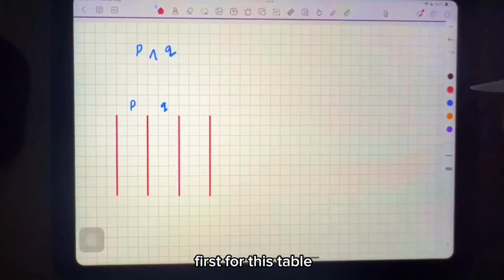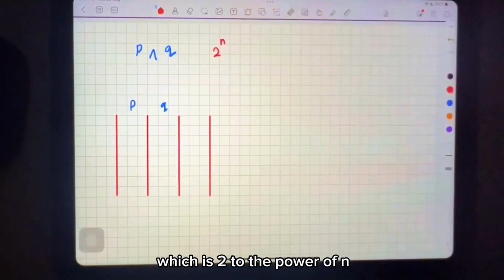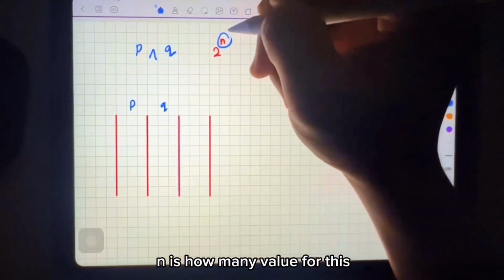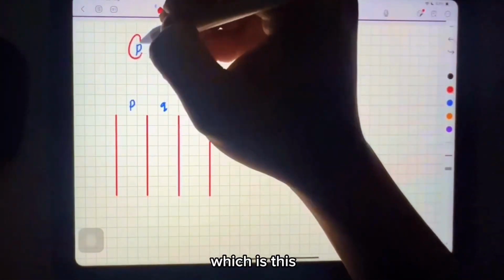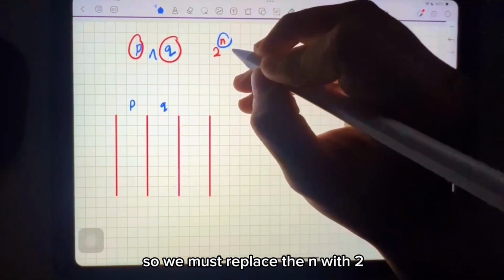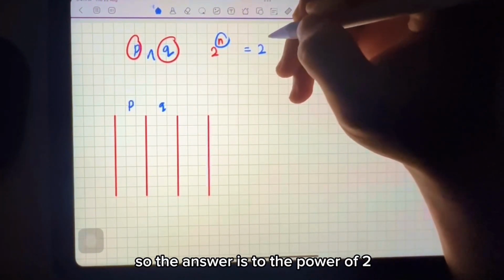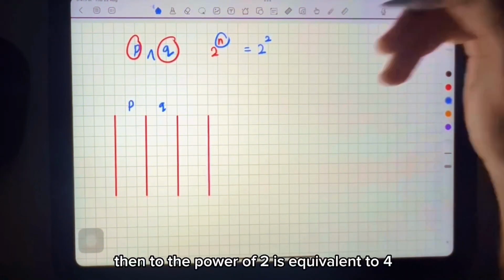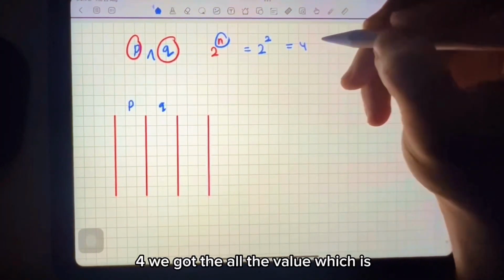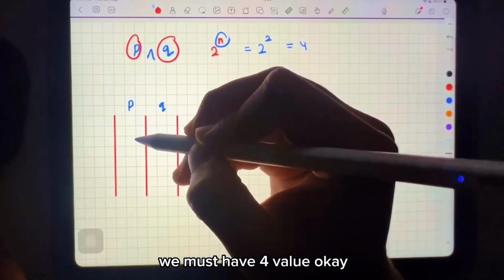For this table, actually there is a formula, which is 2 to the power of n. What is n? n is how many values we have, which is this. So we have 2, so we replace the n with 2. The answer is 2 to the power of 2, which is equivalent to 4. Okay, 4. So inside the table we must have 4 values.